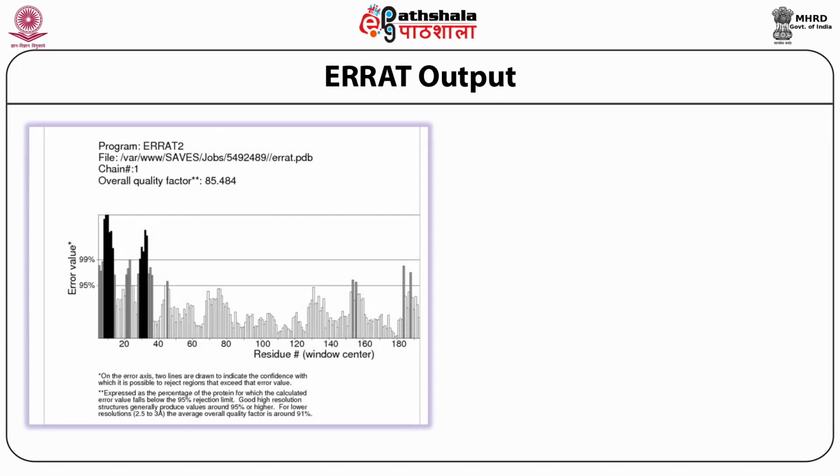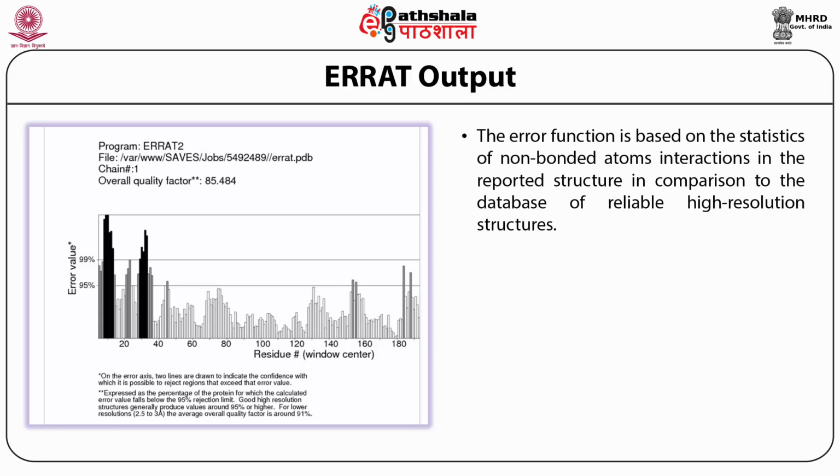This is the other program, which is ERRAT, the error plot. The error function is based on the statistics of non-bonded atom interactions in the reported structure in comparison to a database of reliable high resolution structures. On the left side you see a plot with the error value against the residue, from 20 to 180 amino acids. The ones with a higher bar have very high error. The lower the bar value, the better the model.